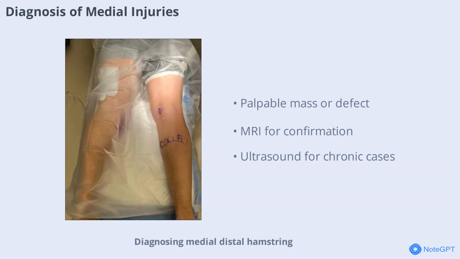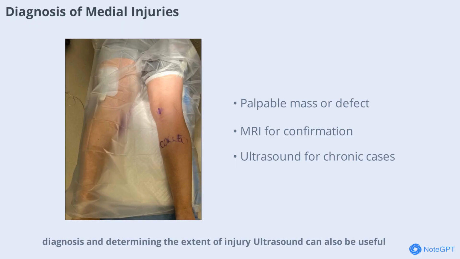Diagnosing medial distal hamstring injuries involves careful physical examination. A palpable mass or defect is often present, especially with semitendinosus ruptures. Weakness in knee flexion and pain with passive extension are common findings. MRI is highly accurate for confirming the diagnosis and determining the extent of injury. Ultrasound can also be useful, particularly for chronic or snapping conditions. Early and accurate diagnosis is vital for planning treatment.